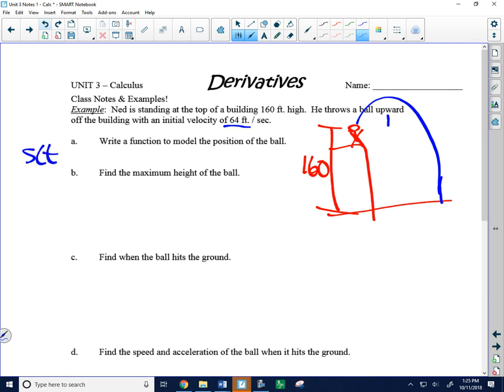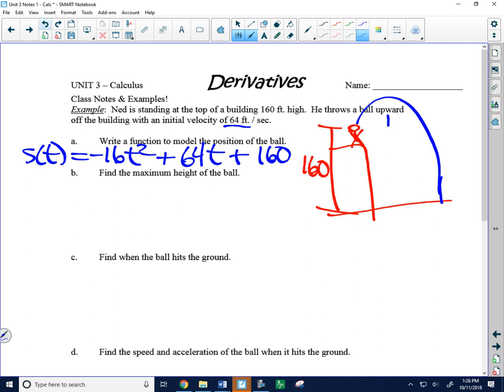So let's write our equation. I'm going with the same formula as last time. It starts with negative 16t squared plus your initial velocity times time, and it is positive 64 because it's going up. It says it throws the ball upward. Plus your initial height. So here's the difference in this one: we do have an initial height of 160 feet. All right, write a function to model the position of the ball. There it is.